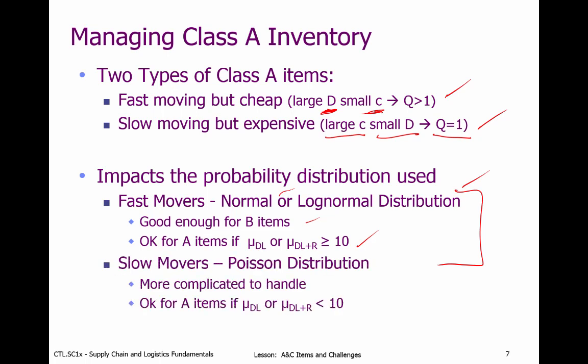And for slow movers, we're going to use a Poisson distribution, which we haven't talked about for a little while, but we introduced in the first week. These are more complicated to handle, though generally not that much, but generally we use these for A items if the expected demand over lead time, or lead time plus replenishment time, is less than 10.